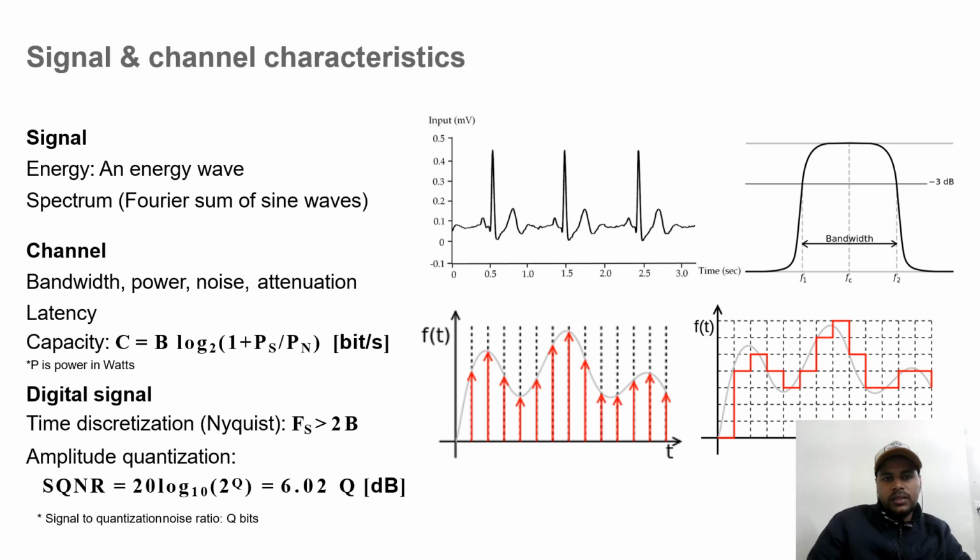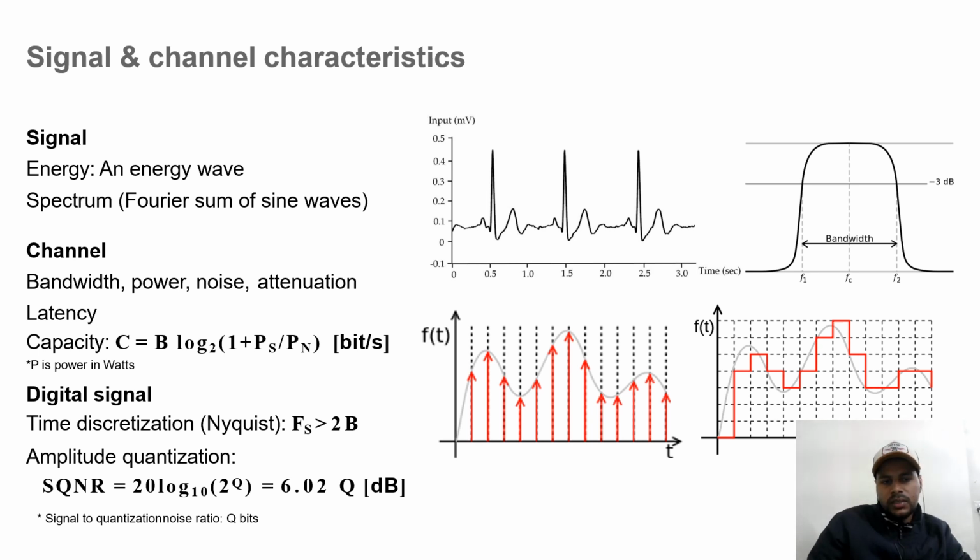Signal and channel characteristics. So what is a signal? A signal is nothing but an energy wave. This is a diagram for a signal. You have seen the ECG diagram of a heartbeat. It is also a signal, getting higher and higher, then coming lower, then going upward. So what is a channel? A channel is nothing but a bandwidth having power, noise, and attenuation. So the capacity of any channel is equal to B log2(1 + Ps/Pn) bits per second.